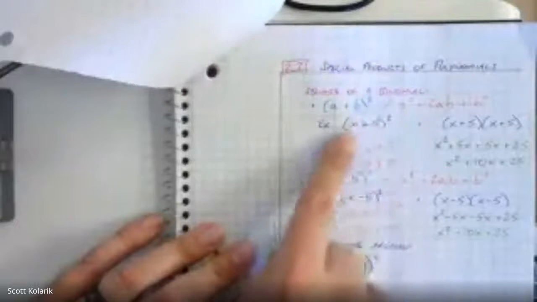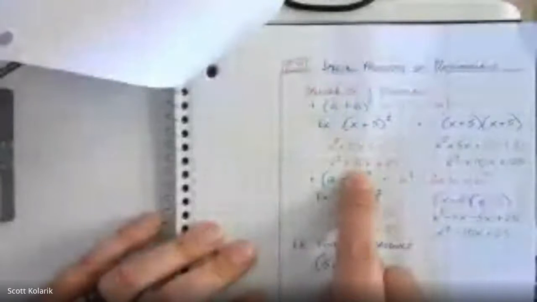So for instance, in this example, x plus 5 quantity squared, my first term was x. When I square that first term, I get x squared. My two terms were x and 5, so if I multiply those together, I get 5x, and if I double that, I get 10x. And then for my last term, the 5, if I square that term, I get 25. That's the structure they're talking about building into.